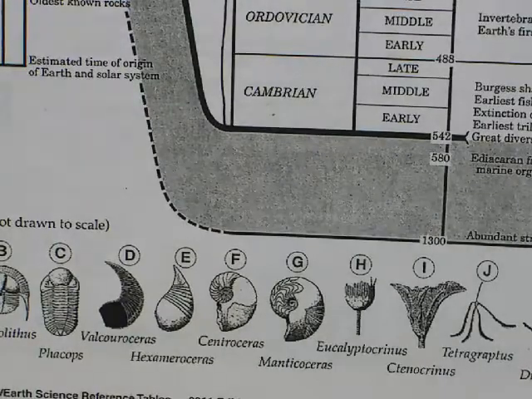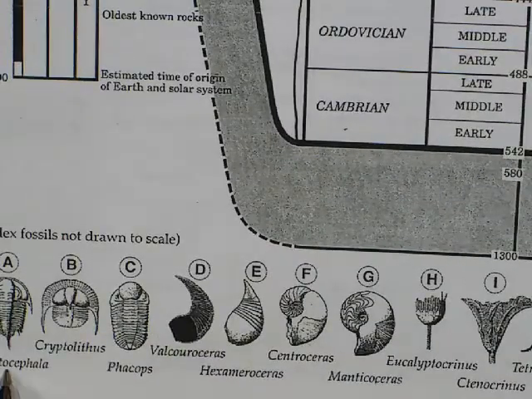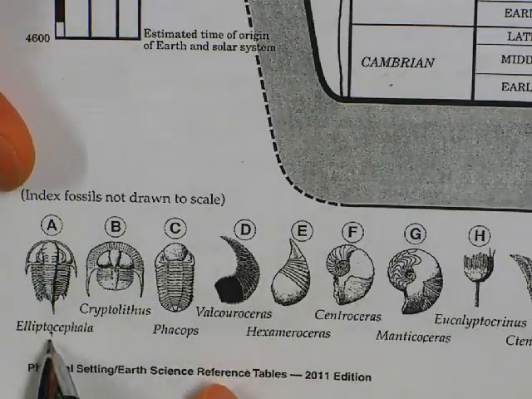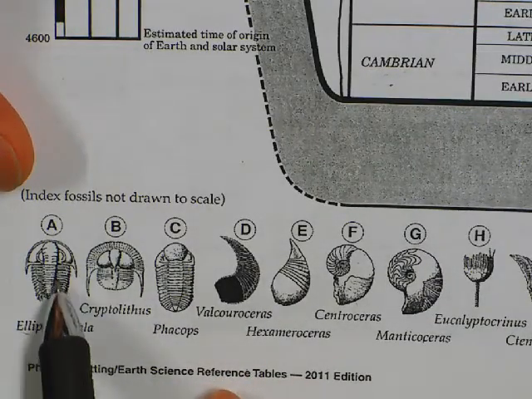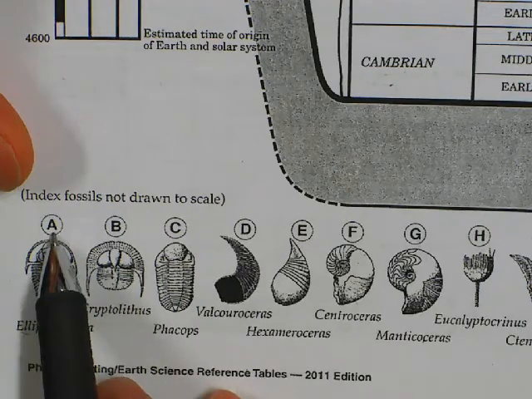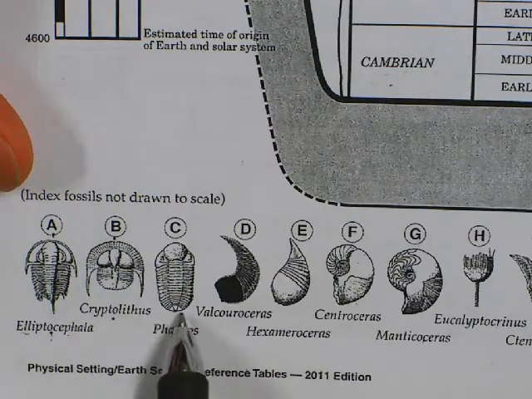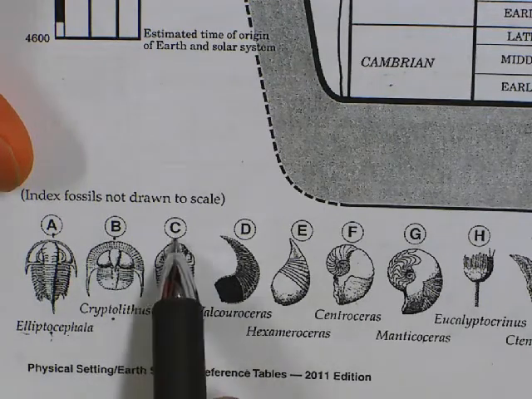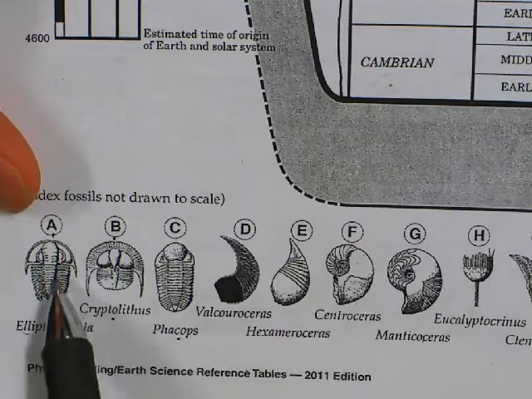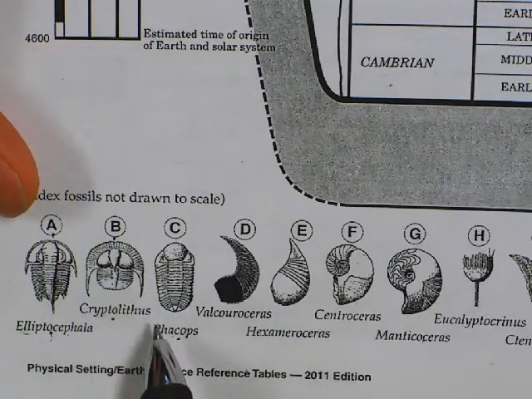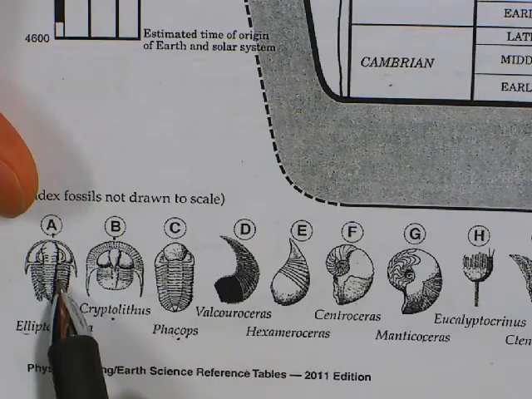You look down here, and you can see, you don't have to memorize the names or anything like that. You just have to recognize, if you see this word elliptocephalia, that's what it looks like. That's fossil A. Cryptolithus is fossil B. Phacops is just an adorable little trilobite, fossil C. So these are all little creatures that used to live in the ocean, shallow oceans. They crawled around, kind of sort of like crabs and lobster type with exoskeleton.